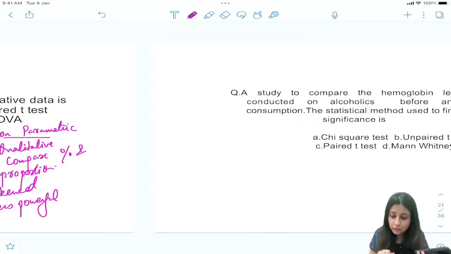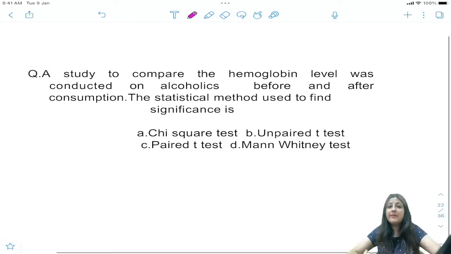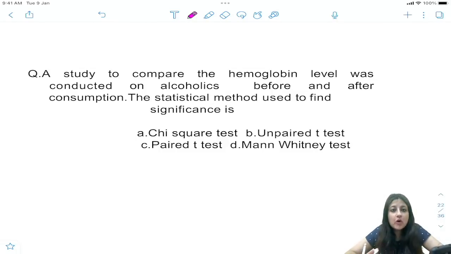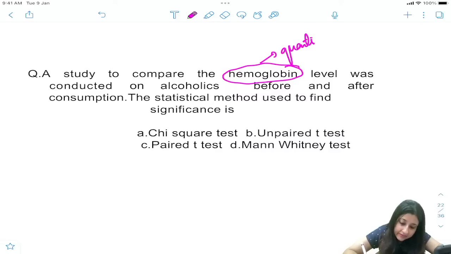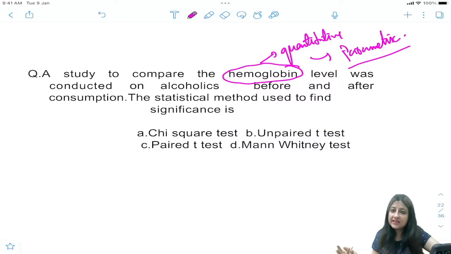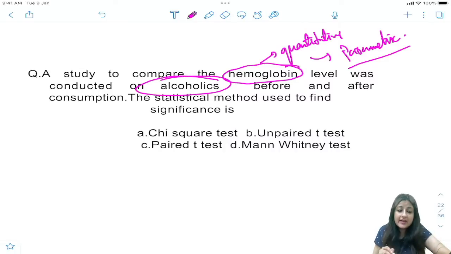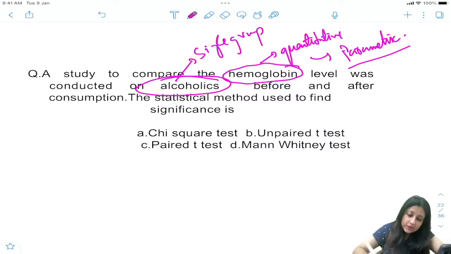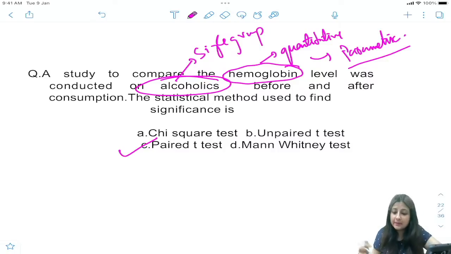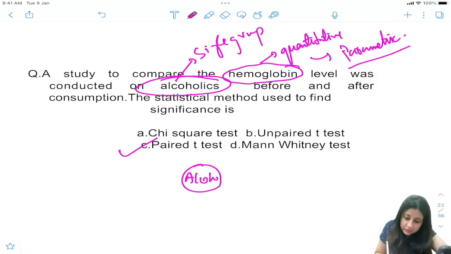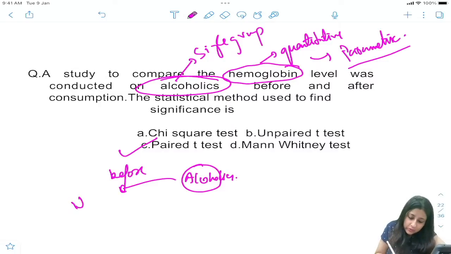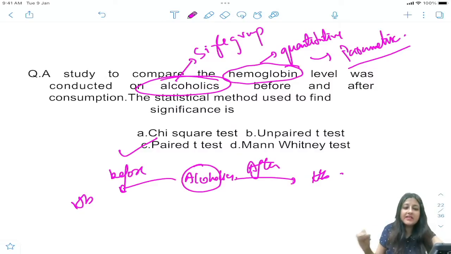But suppose now if I ask you this question: a study to compare the hemoglobin level was conducted on alcoholics before and after consumption. The statistical method? First look at, kya compare kar rahe ho. You are comparing hemoglobin. Now hemoglobin is what? Quantitative, right? So you will definitely use a parametric test, and you know it is only t-test and ANOVA that you have to study. It is conducted on alcoholics, matlab a single group of alcoholics before and after consumption. So this is a single group. So your answer will become paired t-test. Got it? Why unpaired? Not unpaired, dear. Paired. Do group nahi hai. This is a group of alcoholics. So before, what was the hemoglobin? And after, what was the hemoglobin? Got it? Everyone? Theek hai?